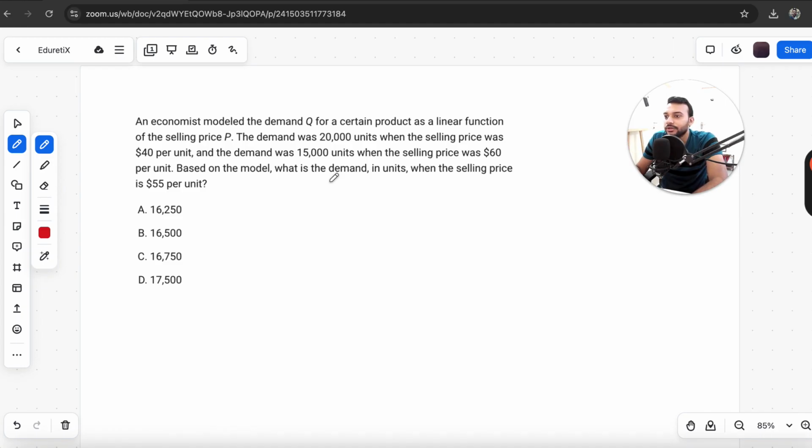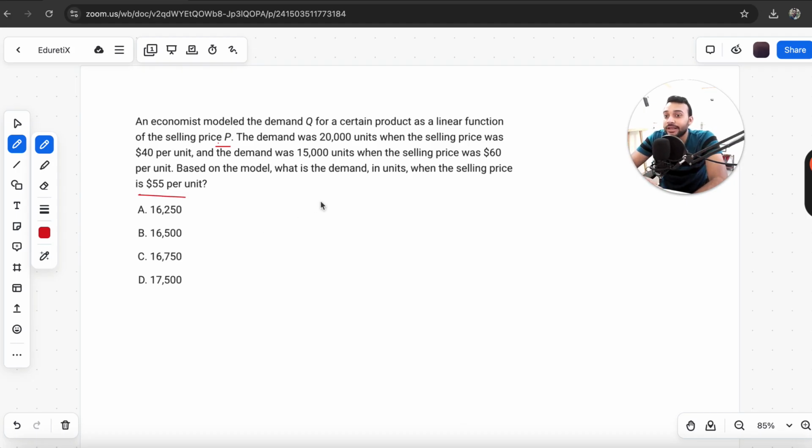The next question goes, an economist modeled the demand Q for a certain product as a linear function of the selling price P. So the demand Q depends on the selling price P. The demand was 20,000 units when the selling price was $40 per unit, and the demand was 15,000 units when the selling price was $60 per unit. Based on this model, what is the demand in units when the selling price is $55 per unit?